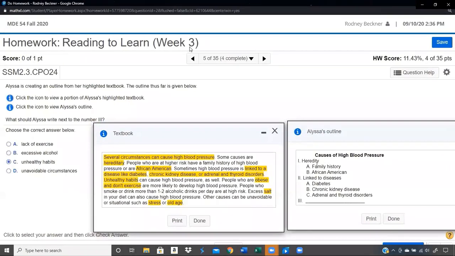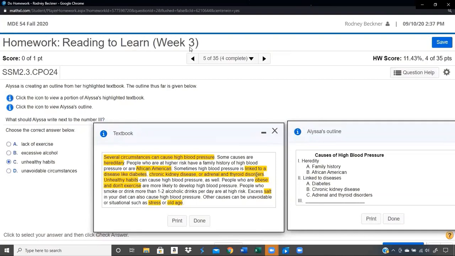So for the hereditary, we have it based on history and ethnicity, linked to diseases, so different inherited issues, sometimes like diabetes, and diabetes is not always inherited, but you can inherit the likelihood of getting it. Chronic kidney disease, adrenal and thyroid disorders, again, those could be genetic or not, just depends. So we're talking about hereditary issues, linking to other diseases. What else do we have? Several circumstances can cause high blood pressure. So hereditary, links to other diseases, and then a third thing. So we have the hereditary stuff.